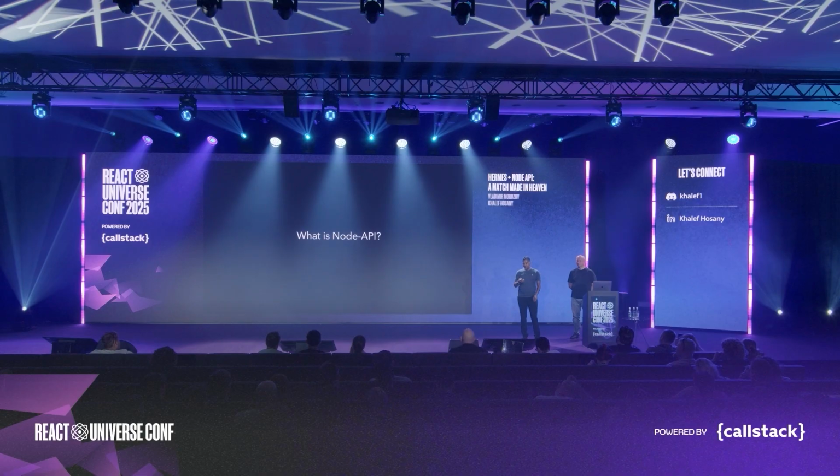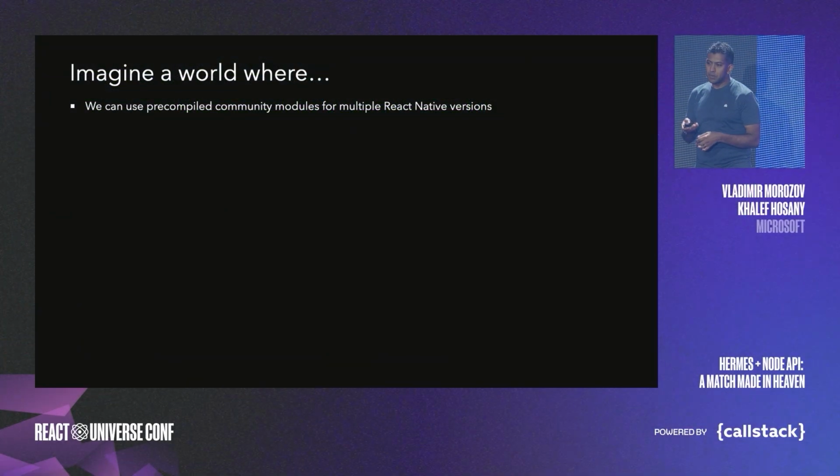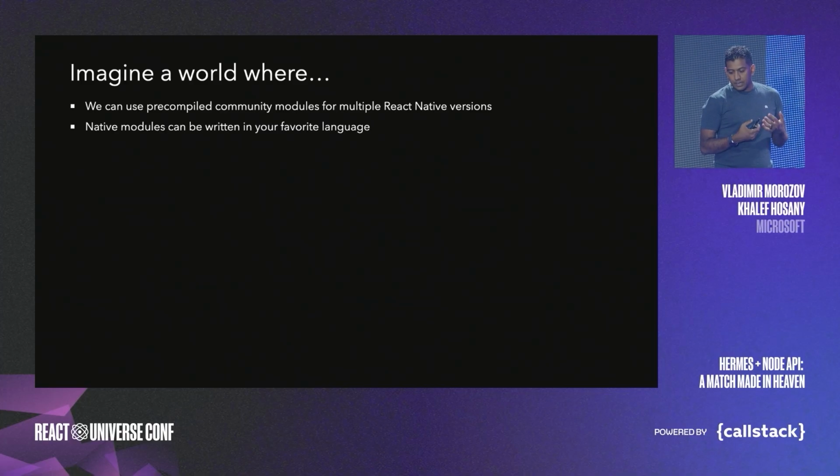So Node API is an industry standard set of APIs that enables powerful extensibility within Node.js. So we will discuss how it can enhance the React Native ecosystem as well. And as we go on that journey, imagine a world where if you're a module or library developer, you can compile your module once and have it working against multiple versions of React Native without having to recompile it again. In a world where you can write your modules in any language of your choice, things like C, C++, Rust, whatever you're interested in.